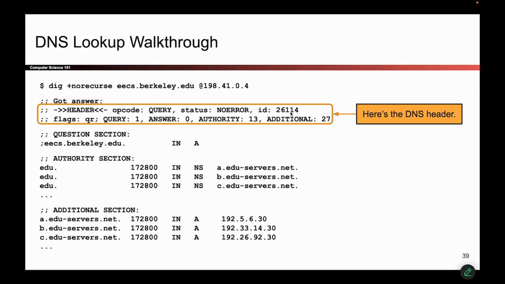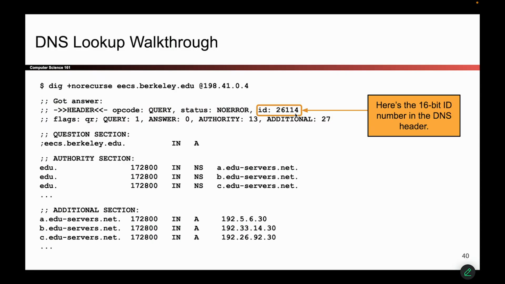There are a bunch of flags. Don't care about those. There is an ID field. Remember, we said that it associates requests with responses. So when we sent out this query, our computer must have chosen 26,114. And when the name server got that query and sent back an answer, the answer had the exact same ID. That's how we matched our question with our answer.